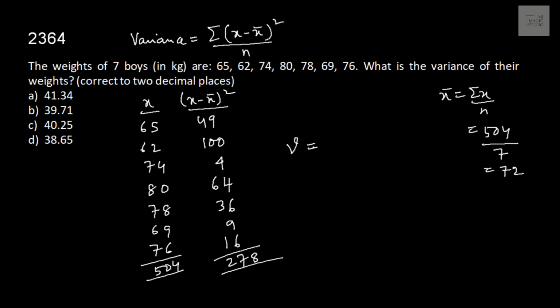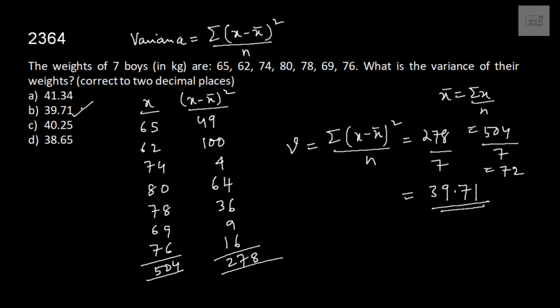So variance is summation of x minus x bar whole square, that is 278, divided by n, divided by 7, that would be 39.71. That features in option B.